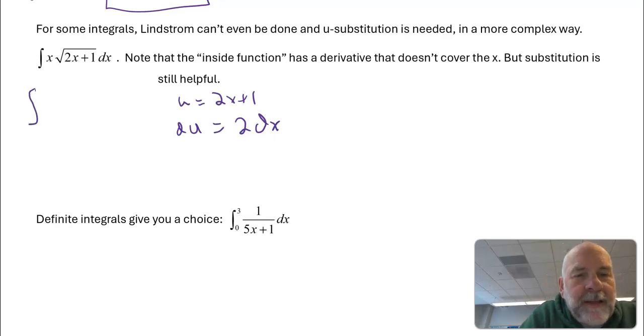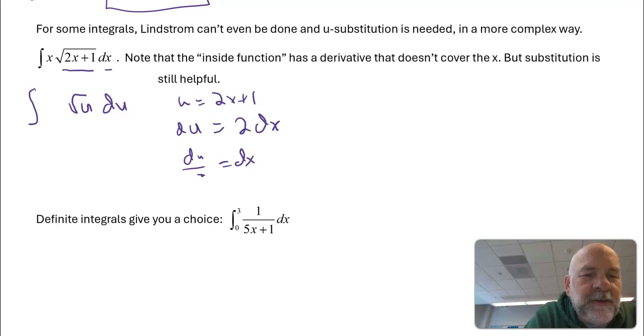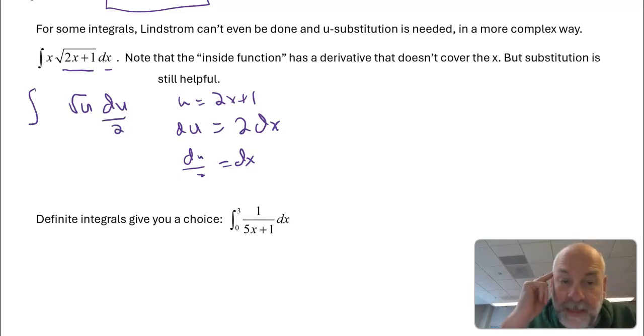So we've got this part here becomes square root u. And the dx, I can solve in this one. So that's du over 2 is dx. So I can do the du over 2 here. And then I still have this x thing. That was the whole point of this problem, that this x thing is a pain here because I can't take care of it with chain rule ideas or derivative of the inside ideas.